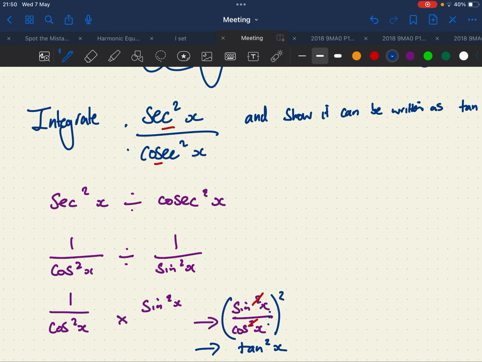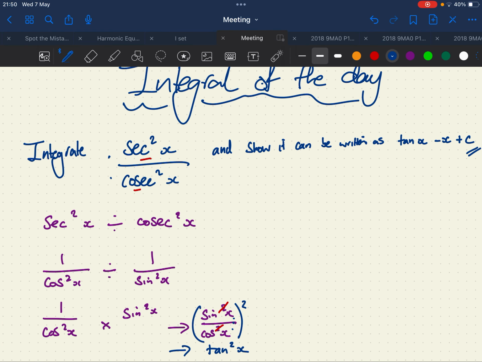and that puts us really close to being able to finish the question. So it says show that it can be written as tan x minus x plus c. So the show that's there to guide us. Well, where does tan come from? Tan comes from having sec squared, doesn't it? And where does minus x come from? That comes from having minus 1. So there's a big clue for what we need to do.